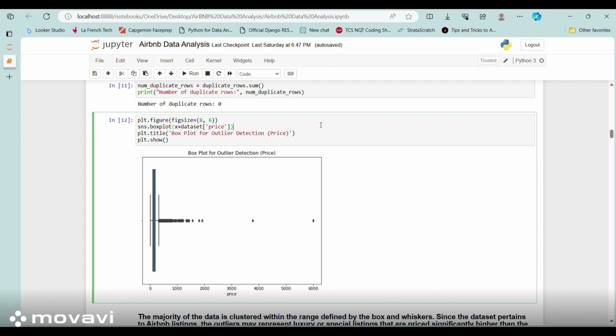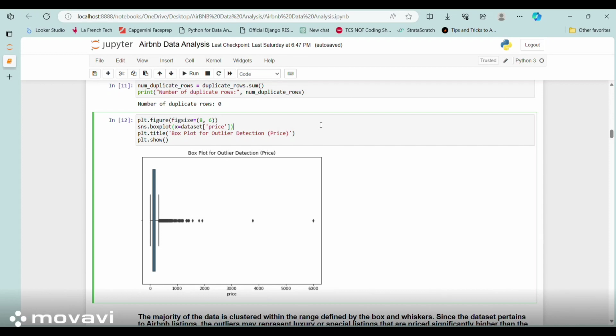In our box plot, we can see that a majority of data points are clustered within the range defined by the box and whiskers. This range represents the interquartile range, where most Airbnb listing prices fall. The outliers represented by data points outside this range may indicate luxury or special listings that are priced significantly higher than the average. These outliers can provide valuable insights into unique offerings in the Airbnb market.